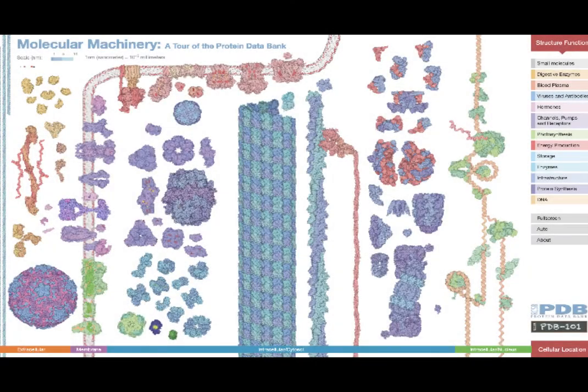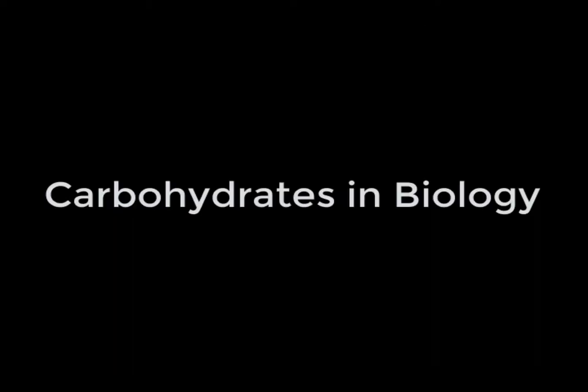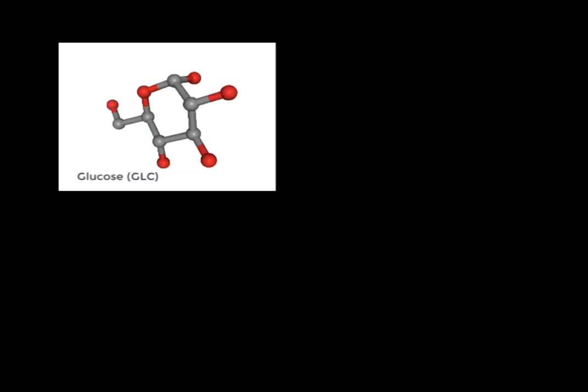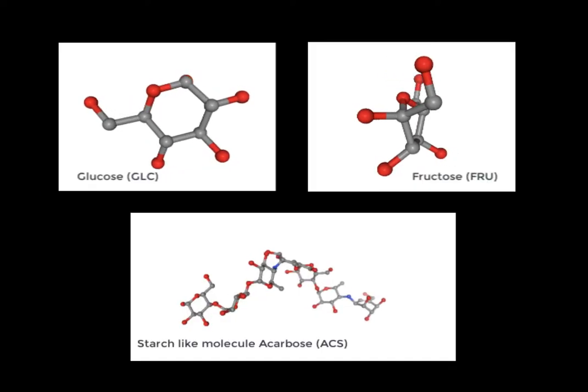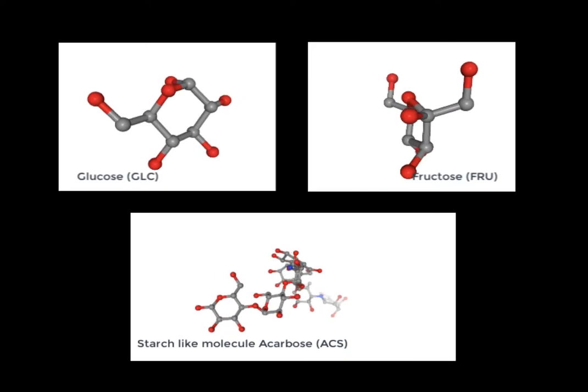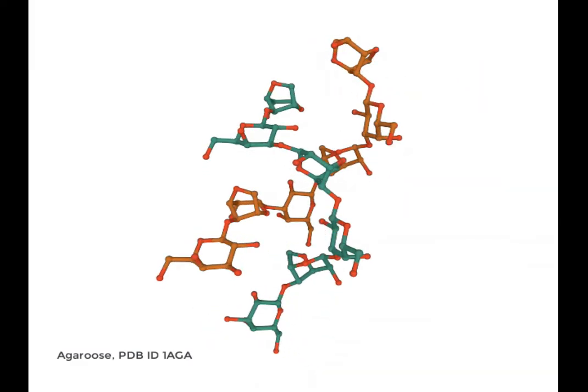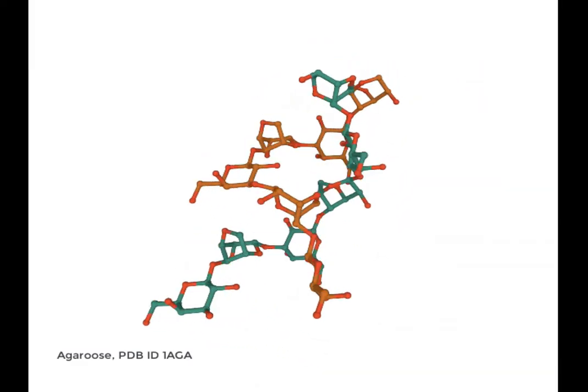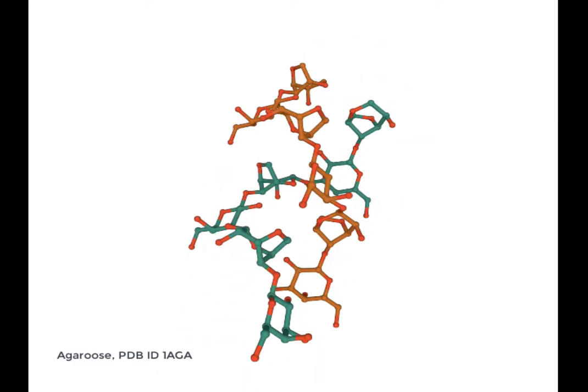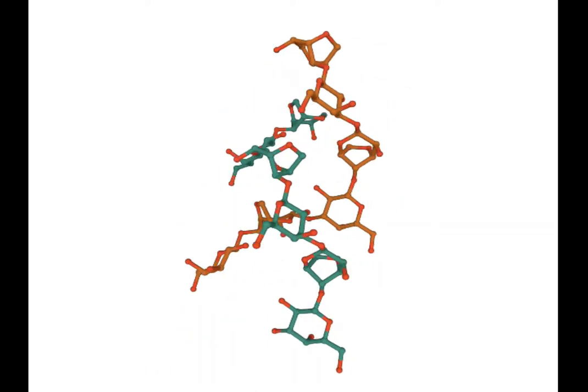The Protein Data Bank includes 3D structures of all biological macromolecules, including proteins, nucleic acids, carbohydrates, lipids, and their various complexes. Carbohydrates play many different roles in biology. Molecules like glucose, fructose, and starch function as the source of energy in cells, while agarose in seaweeds, cellulose in plants, and chitin in many insects play key structural roles.